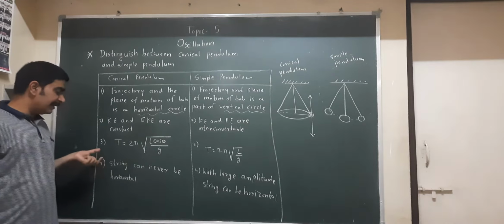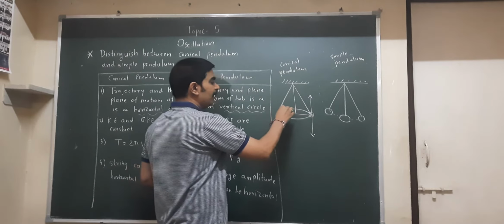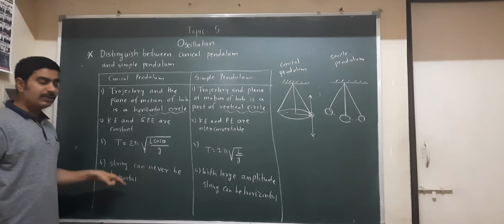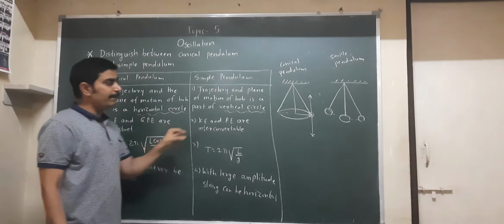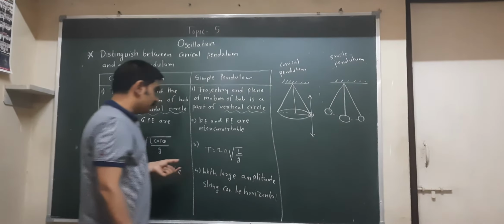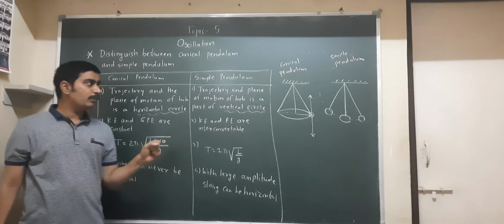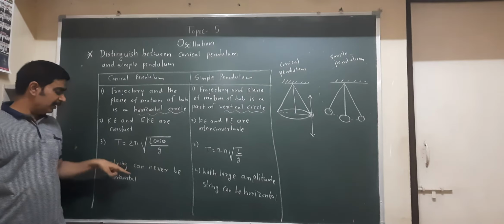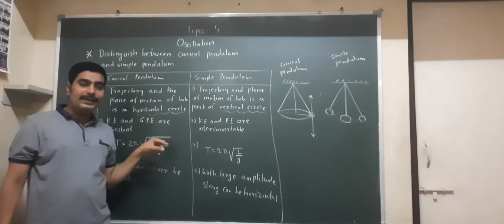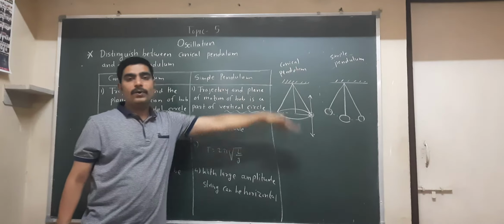Fourth point, we can say the string can never be horizontal. You can observe that it is moving in this way. It will never reach the top, meaning it will never reach the horizontal level. But if we have a simple pendulum with a large amplitude, then it may reach the horizontal level. So with a large amplitude, the string can be horizontal. Again, I am going to explain the fourth point. In the conical pendulum, the string can never reach the horizontal position, but in the simple pendulum with a large amplitude, there is a possibility that the string may reach the horizontal position.